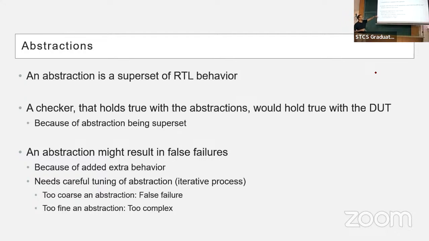Before going into the examples, since we are adding this additional behavior, the checkers might give us false failures, right? It gives us a failure, but that failure may be because of the additional behavior that we added in the abstraction. So it needs fine tuning.